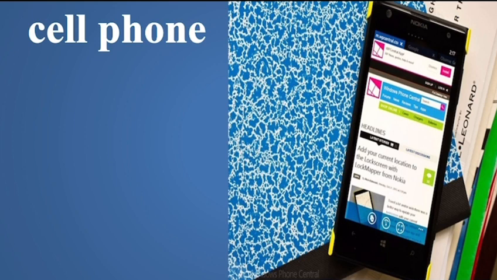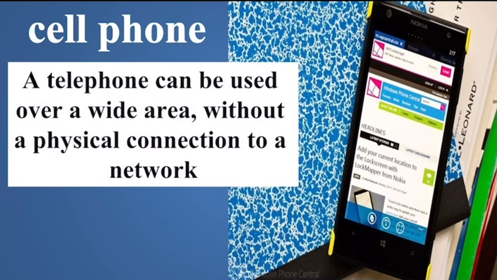What does cell phone mean? Of course, it is very known for us, the mobile phone. But what does cell phone mean? It means a telephone that can be used over a wide area without a physical connection to the network. This is cell phone or mobile phone.